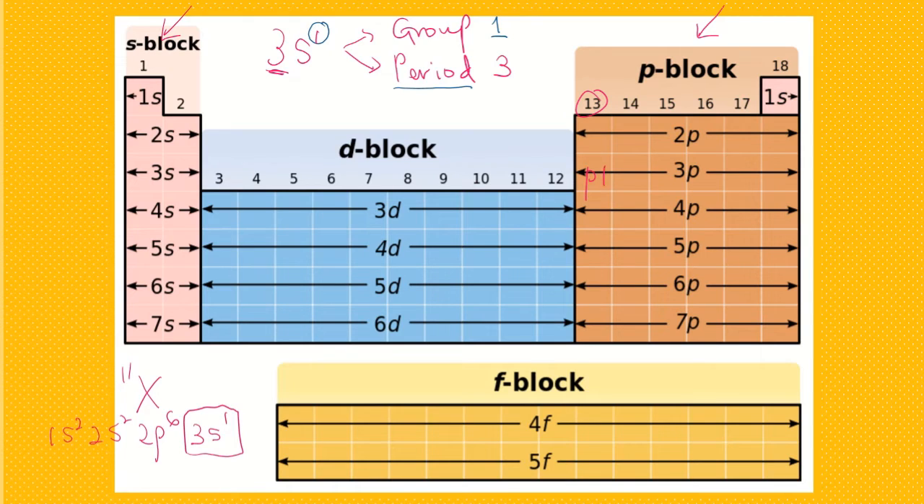Say we have 3p: 3px1, 3py1, 3pz1, then followed by 3px2, 3py2, and 3pz2, with a total of 3p6 for the last one. Now again, the valence orbital is 3s2, 3p6, so the group will be 2 plus 6 plus 10 groups in the middle as D block.